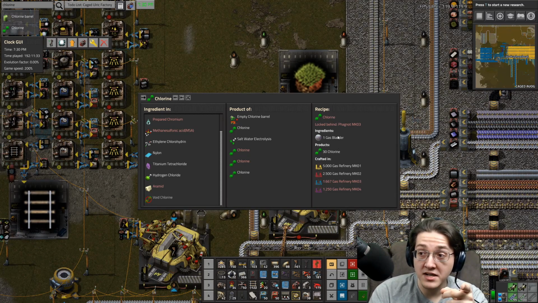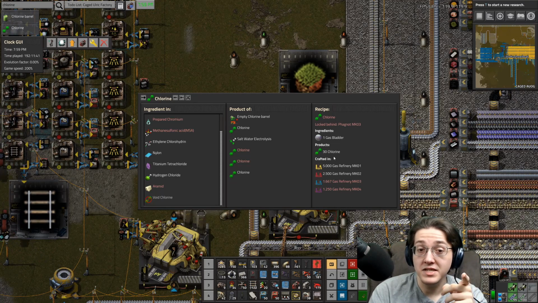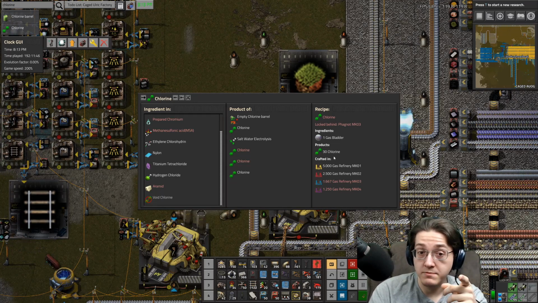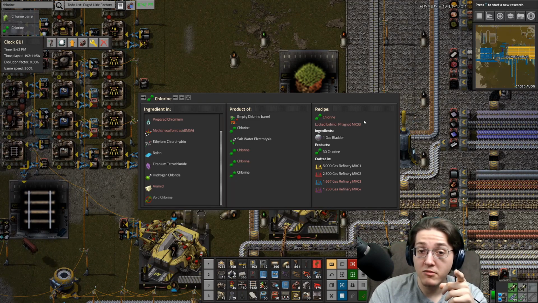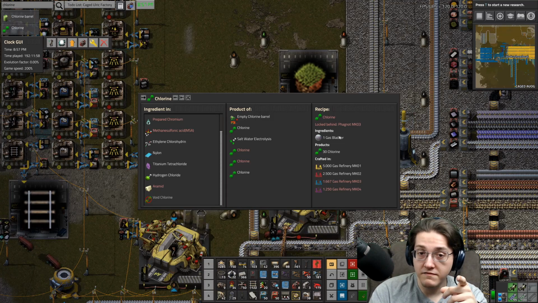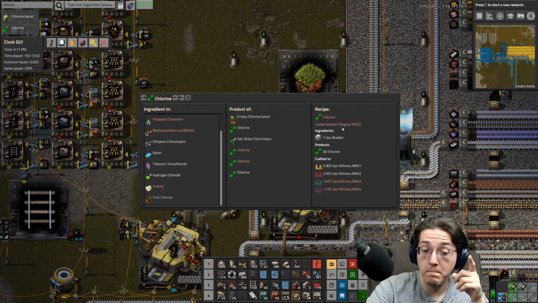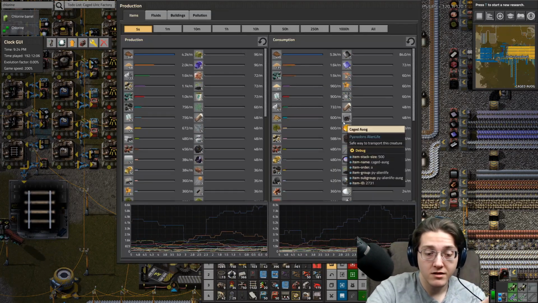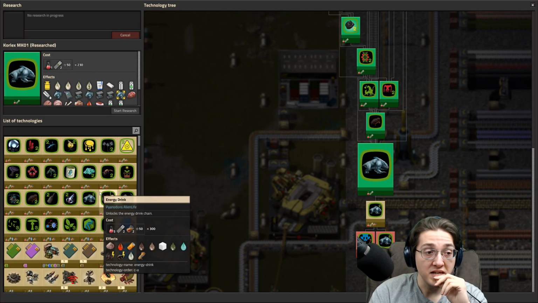This is chlorine at scale in the long term. Gas bladders. Keep that in mind, but it's not until Mark 3 of this building, which I think is purple. At least.